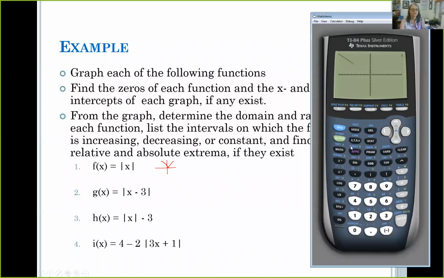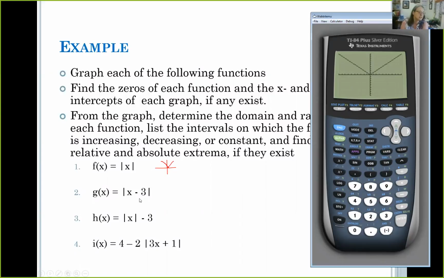I'll just graph it. Sure enough. So this is what we expect. Based on our definition, we said that the absolute value of x is equal to negative x, which is a line with slope -1, if x is less than 0, and positive x if x is greater than 0. So this is what we get.